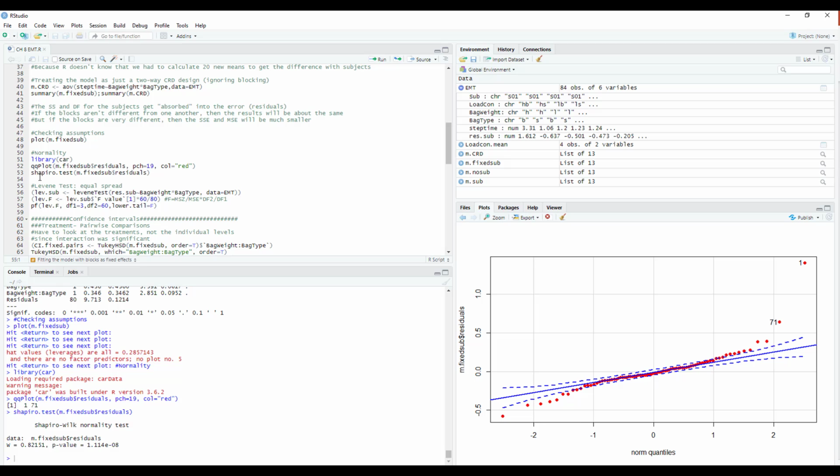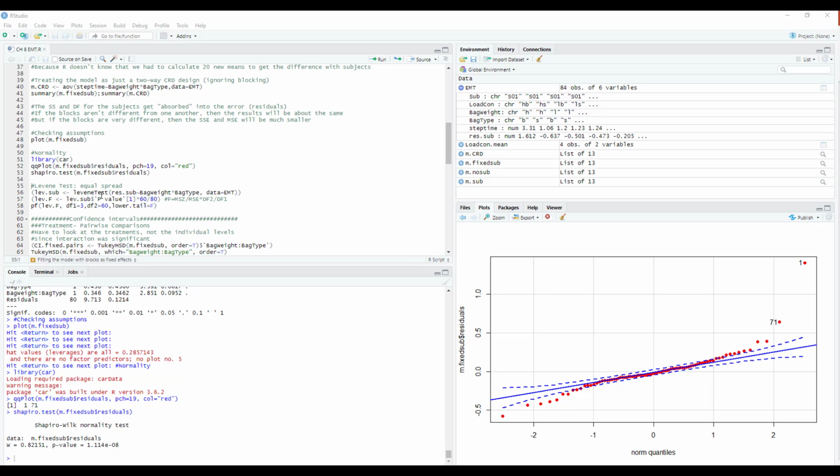All you want to do is Shapiro.test, and then include your residuals in there. And you can see we get a really, really small p-value. So strong evidence that our normality assumption hasn't been met. But usually your normality assumption is the least concerning assumption that we have. If you have a large sample size, the ANOVA test is fairly robust against the non-normality of your residuals.